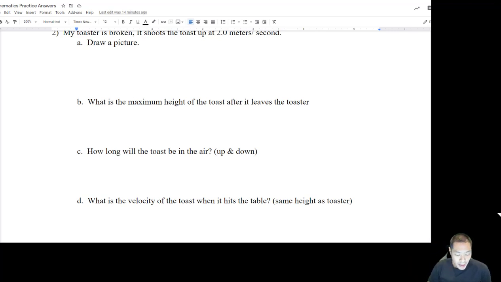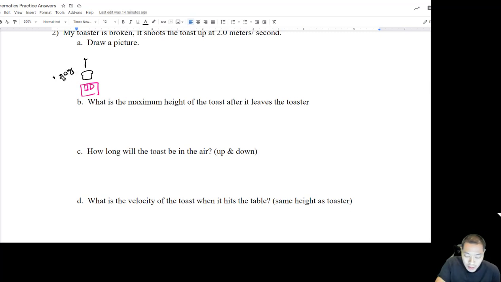So here's another one, and what I like about this one is that we could use the same problem but analyze it completely different. And I'll kind of explain it as we do it. So my toaster's broken. So here's my little toaster with its slots, and it shoots up a toast at 2 meters per second. So here's my toast, and it gets shot up at 2.0 meters per second positive.